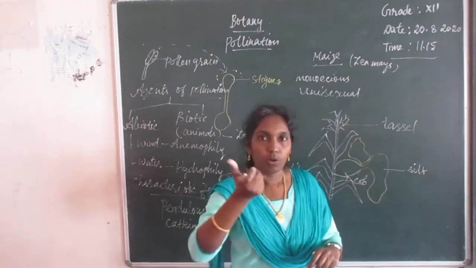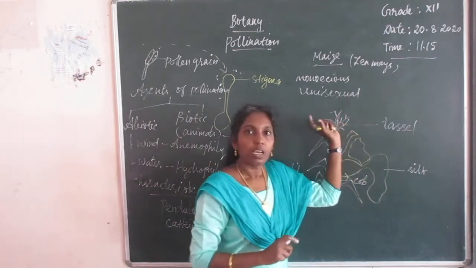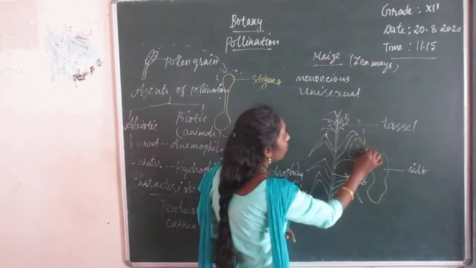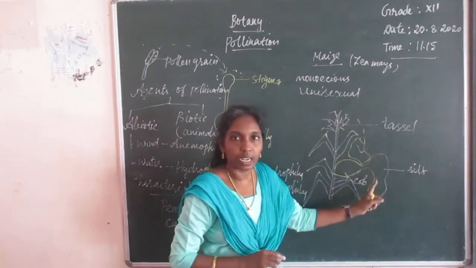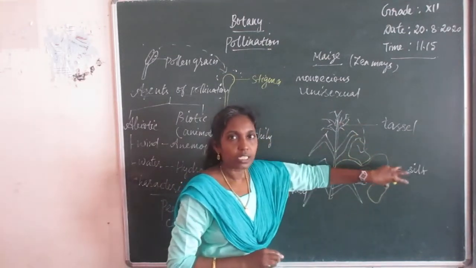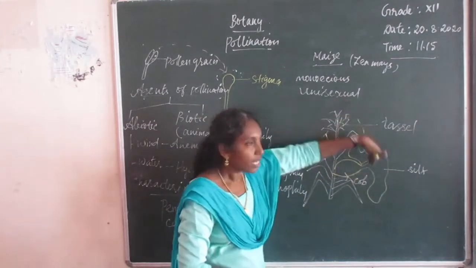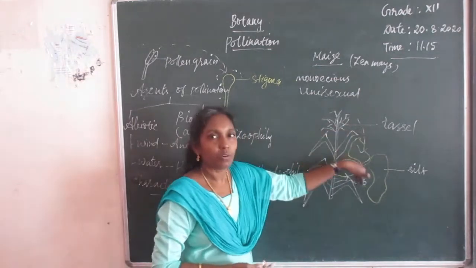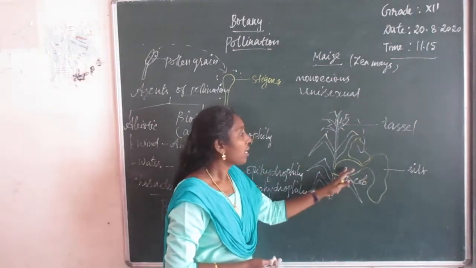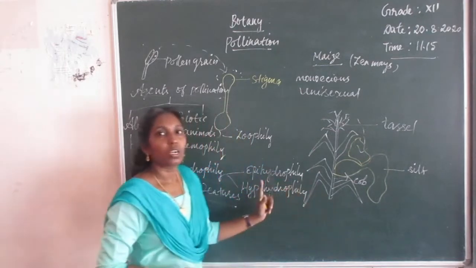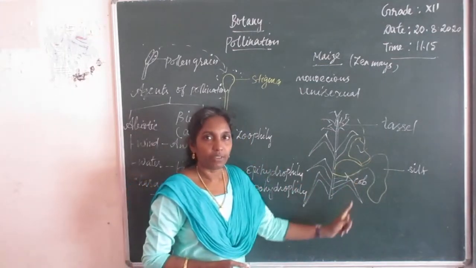When the wind blows, it shakes this terminal tassel inflorescence. When it shakes, the pollen grains fall down on the stigmatic surface because it presents laterally. So vertically it falls down and effective pollination takes place in this maize plant. This is one of the examples of anemophilous flower.